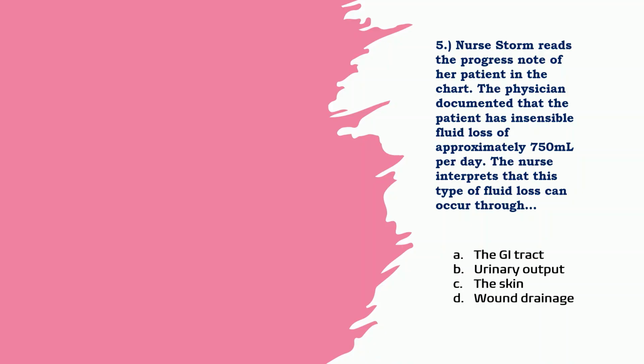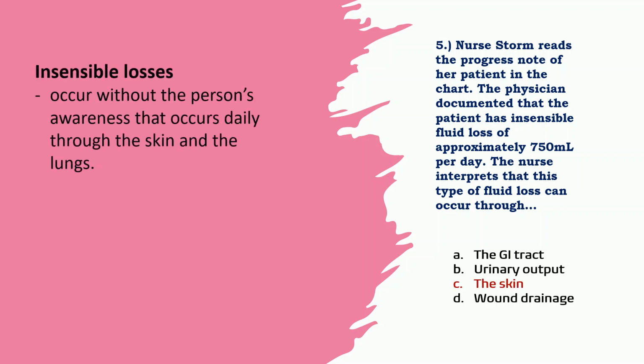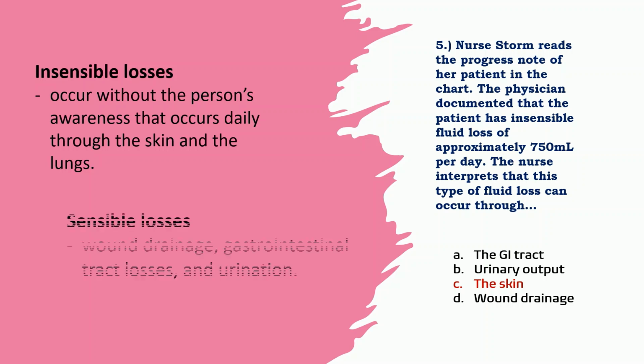Question number 5. Nurse Storm reads the progress note of her patient in the chart. The physician documented that the patient has insensible fluid loss of approximately 750 ml per day. The nurse interprets that this type of fluid loss can occur through. The correct answer is C. Insensible losses may occur without the person's awareness, occurring daily through the skin and the lungs, while sensible losses are those of which the person is aware, such as through wound drainage, GI tract losses, and urination.